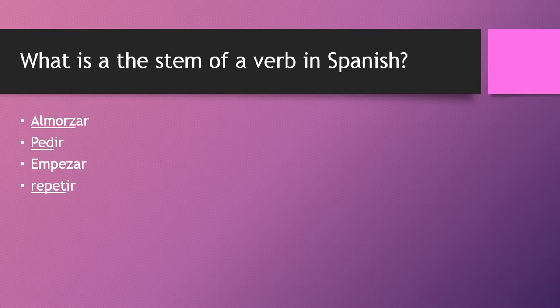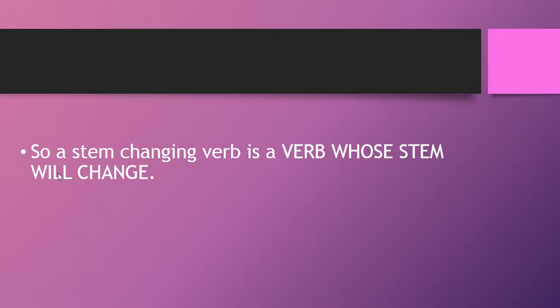The stem is going to be every single letter in the verb except for the AR, the IR, or the ER. So you can see here, almorzar, within almorzar I've got almorz. All of these letters make up the stem. In pedir I've got ped. Empezar I've got empez. So what that means is that a stem changing verb is a verb whose stem will change.